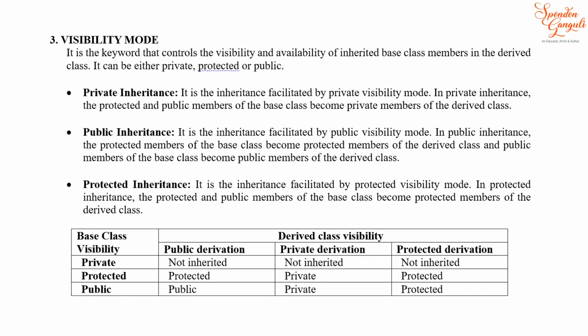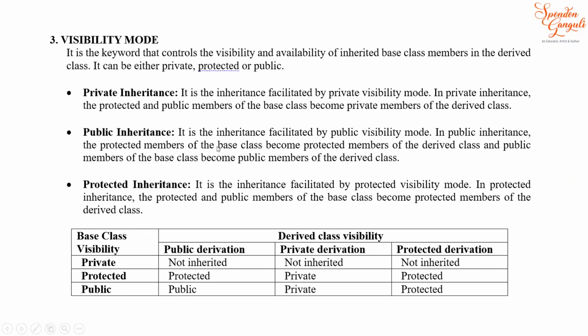Private inheritance means the base class becomes private to the child class. What happens in this case? It is the inheritance facilitated by private visibility mode. In private inheritance, the protected and public members of the base class become private members of the derived class.